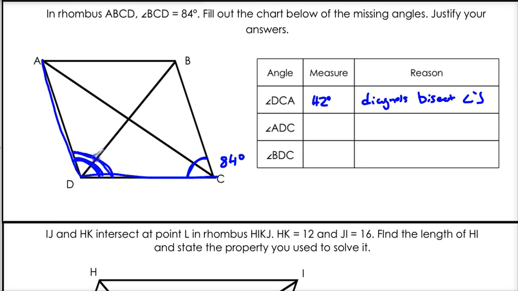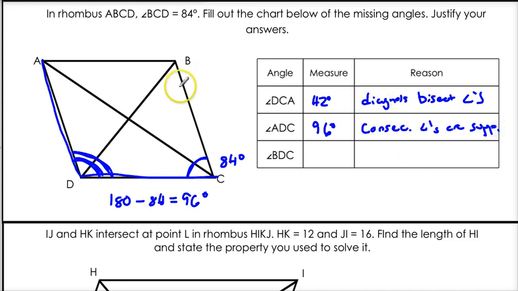The way you're going to do that is, you might remember that consecutive angles are supplementary. So these two angles are consecutive angles, so I can say 180 minus 84 is equal to 96 degrees. So this whole angle is 96 degrees, and that's because consecutive angles are supplementary. And then finally you have BDC. That's the last angle I have to find. That's this angle right here, BDC.